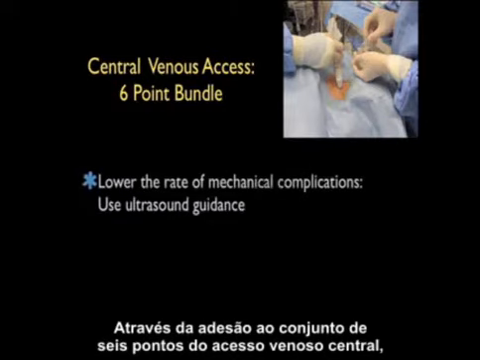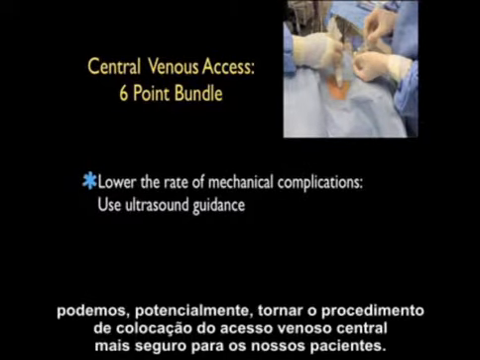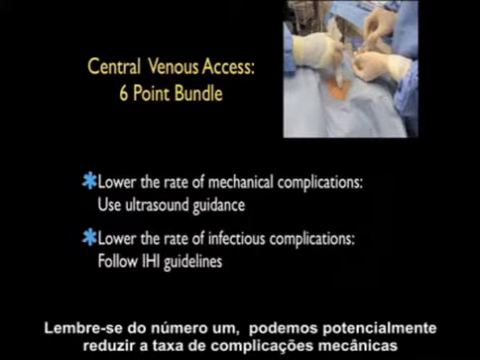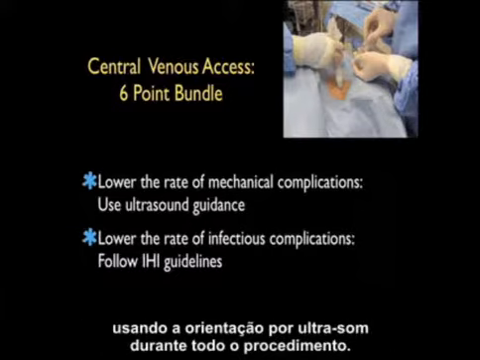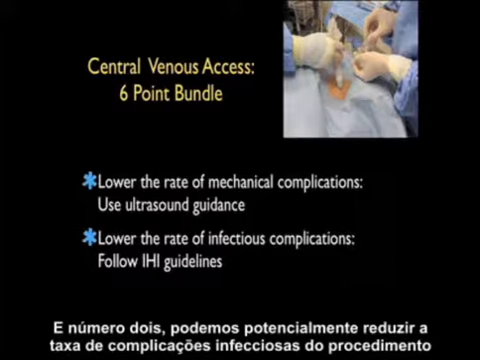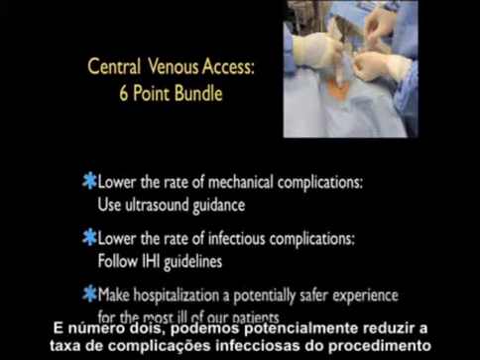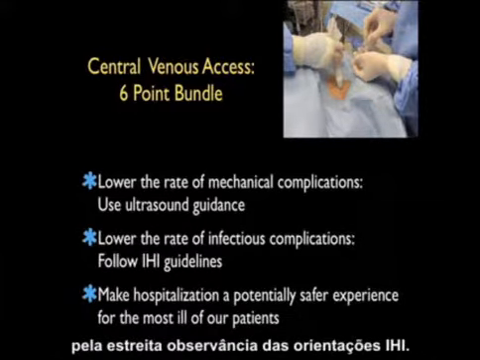Through adherence to the central venous access 6-point bundle, we can potentially make the central venous access procedure a safer one for our patients. Remember that number one, we can potentially lower the rate of mechanical complications by using ultrasound guidance throughout the procedure. And number two, we can potentially lower the rate of infectious complications of the procedure by close adherence to the IHI guidelines.